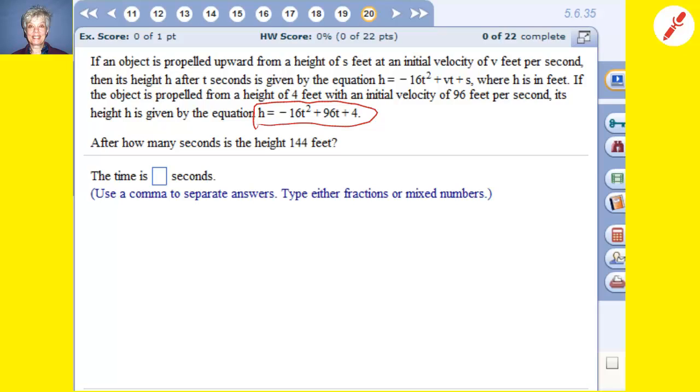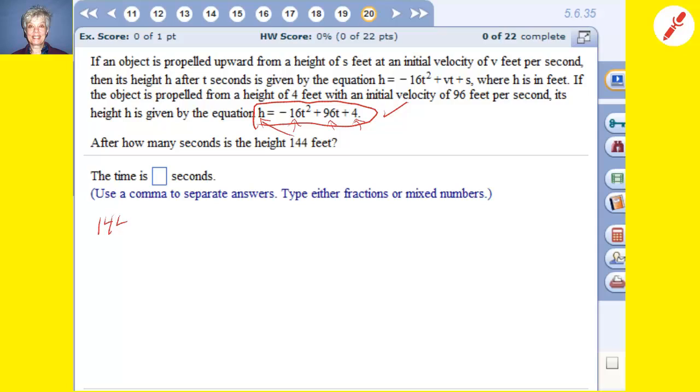Now we're going to start talking about what you need to know to solve this problem. What the next sentence tells you is that an object is propelled from a height 4 feet above the ground. The initial velocity, the beginning speed of the object, is going to be 96 feet per second. And this negative 16 shows the effect of gravity, which is always pulling down on anything you throw up. So what we have to do is use this formula to find after how many seconds the height of the object is 144 feet. That's all. So since height is 144 feet, we're going to put 144 in for the height.